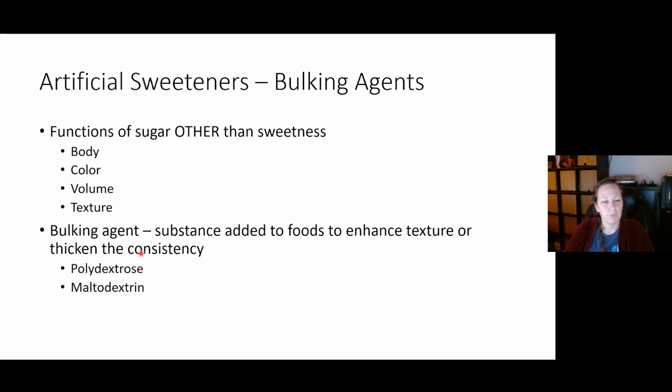So I'll say in the cases that these are used, okay, now you are a low calorie product and not a no calorie product from the sugar standpoint.